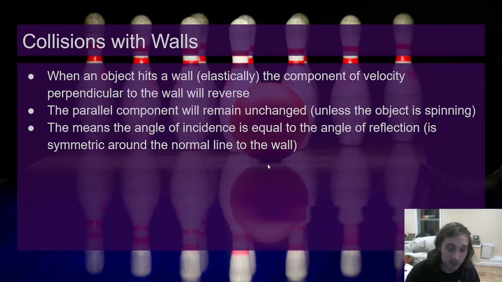We'll start with the walls. So in particular, when an object hits a wall, specifically elastically, which will make more sense later if you haven't learned about elastic collisions yet, the component of the velocity that's normal to the wall is going to flip. And that is a statement that makes a lot more sense with the picture.